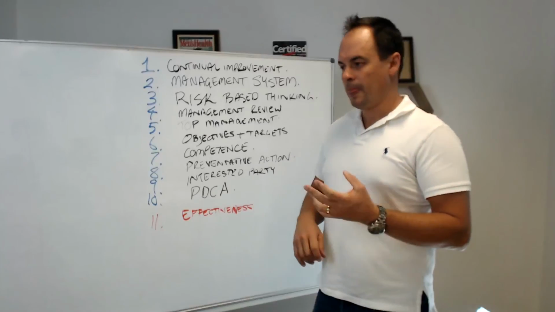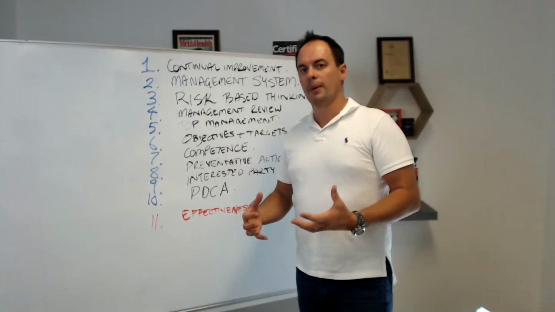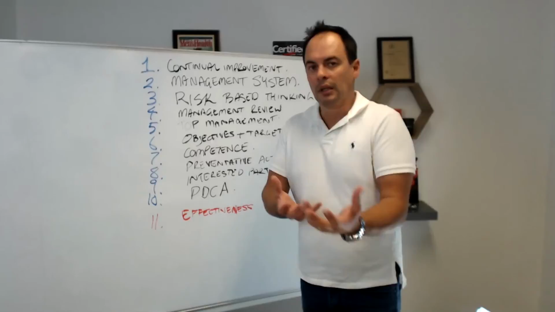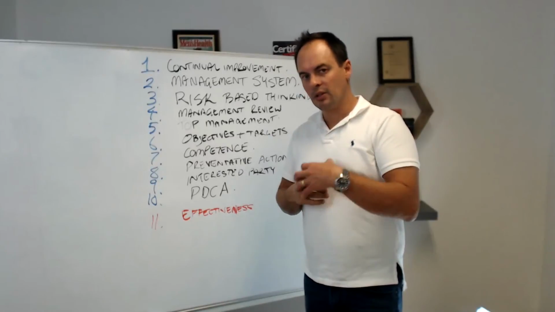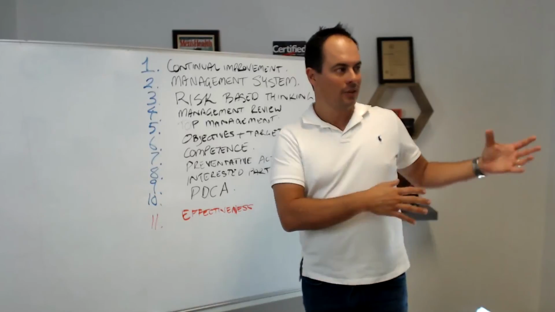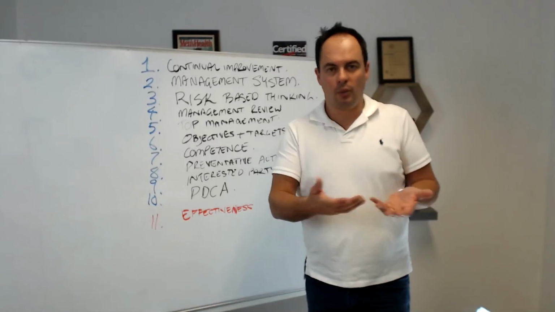Management system: it's all the systems and processes that your people use to deliver your promises to your customers. So what promise do you make to your customers? How does your team know how to do that? What do they follow? What do they use?